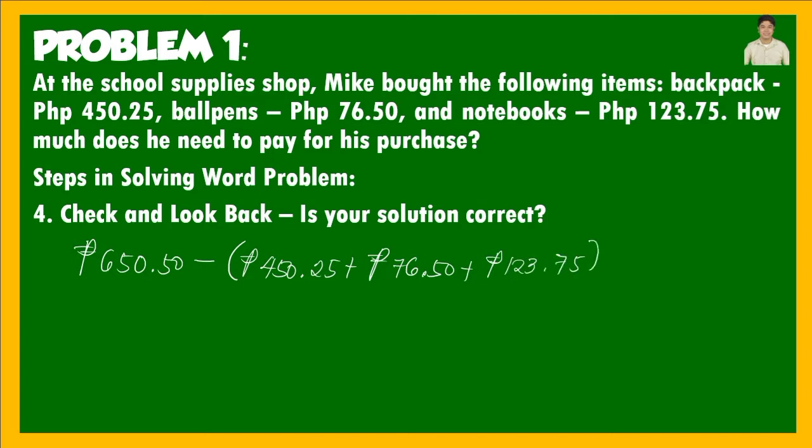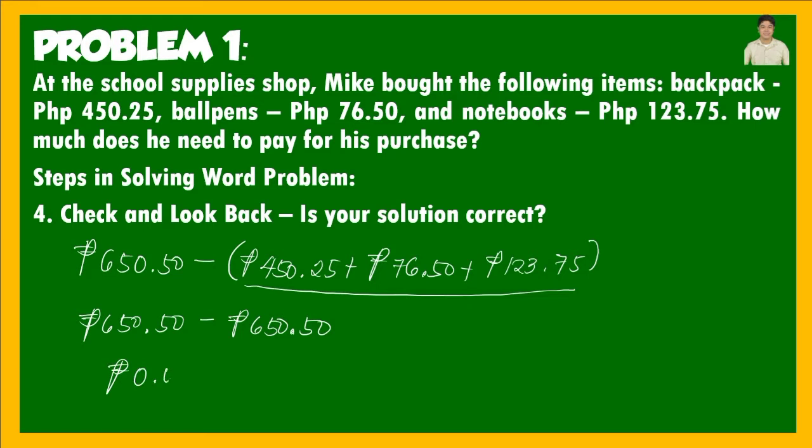So, kapag in-add natin 'to nasa loob ng parenthesis, ang dapat na makukuha po natin is also 650 pesos and 50 centavos. Kasi, kapag pinag-minus po natin sila, ang sagot dapat na makuha po natin is 0. Otherwise, mali po yung ating solusyon. So, pwede rin namang i-add natin ulit, and then pwede na yun as verifying or pag-check ng ating sagot kung tama ba or mali.